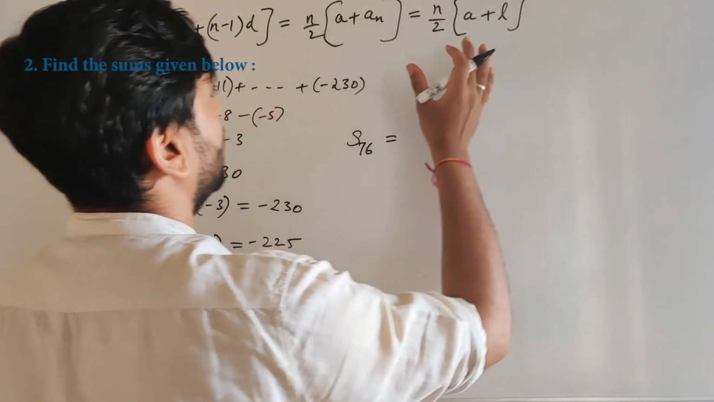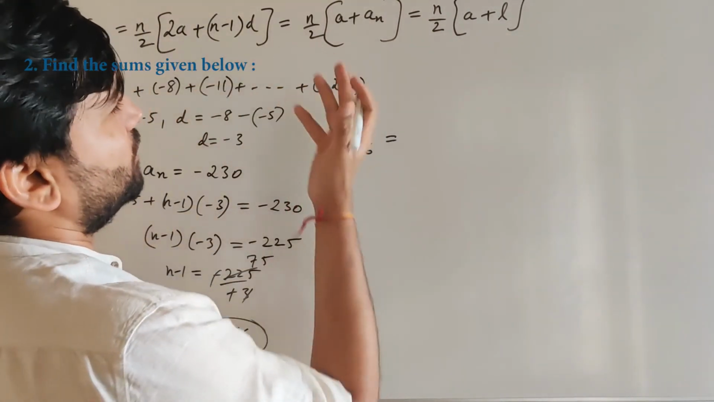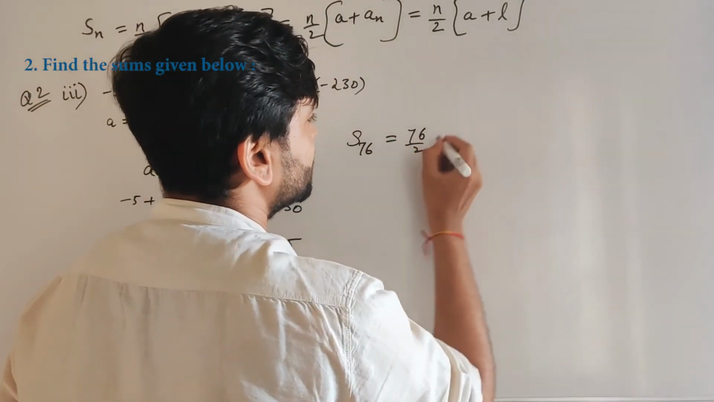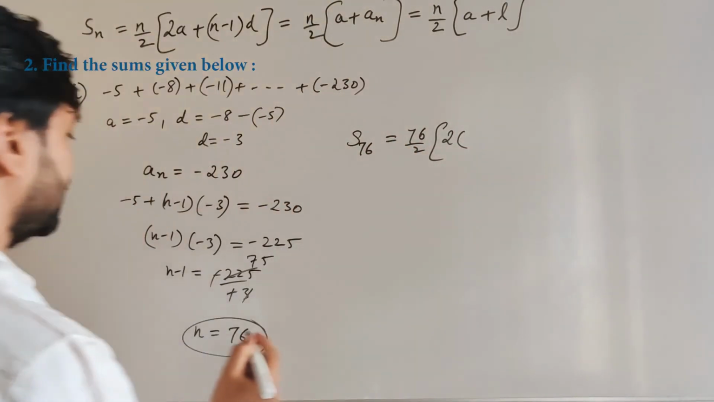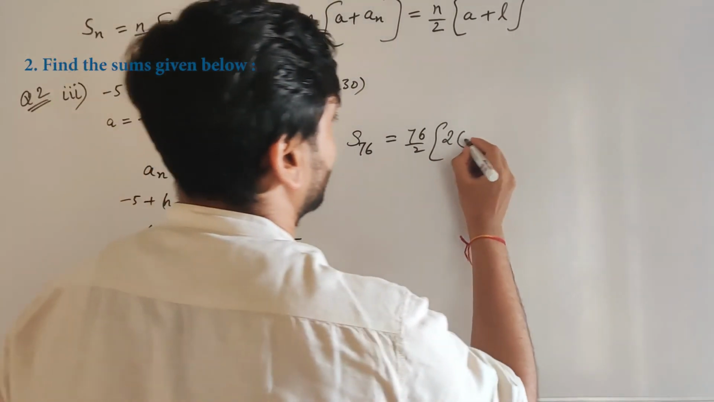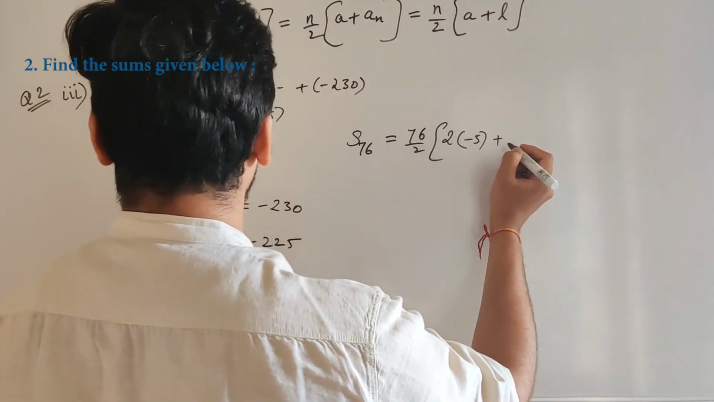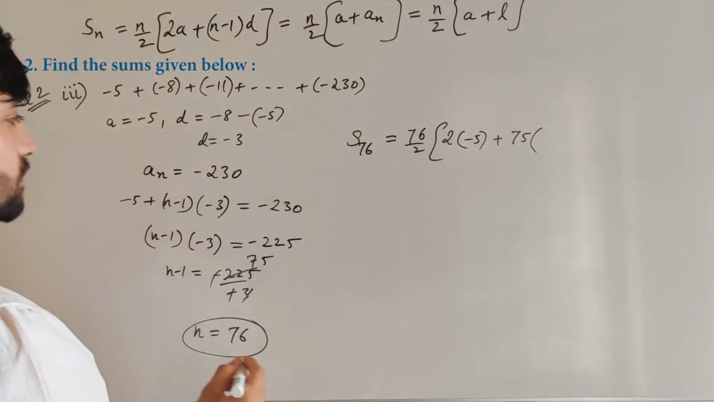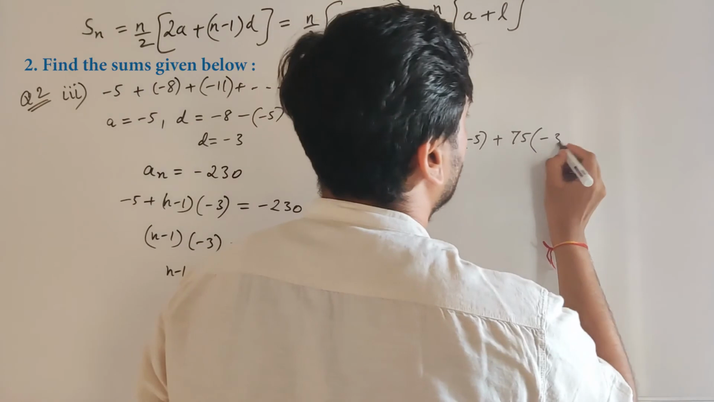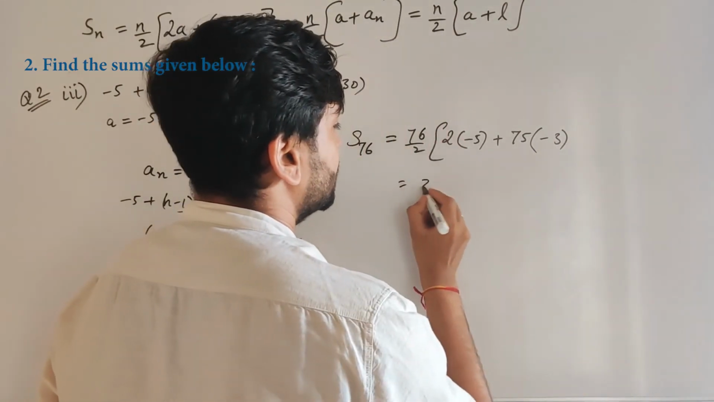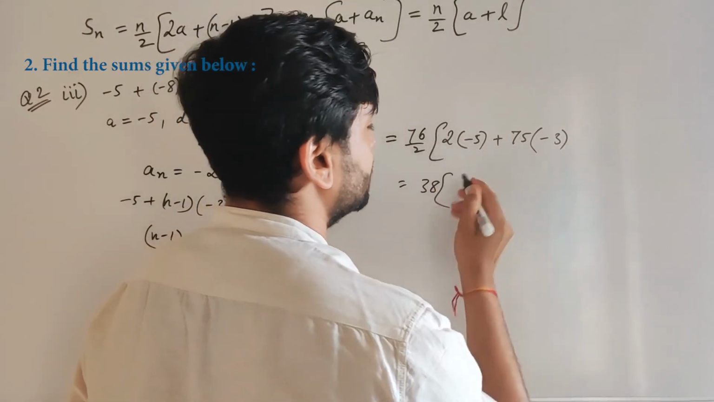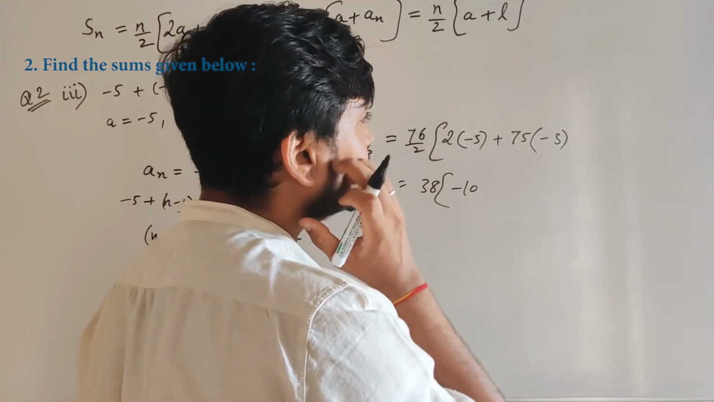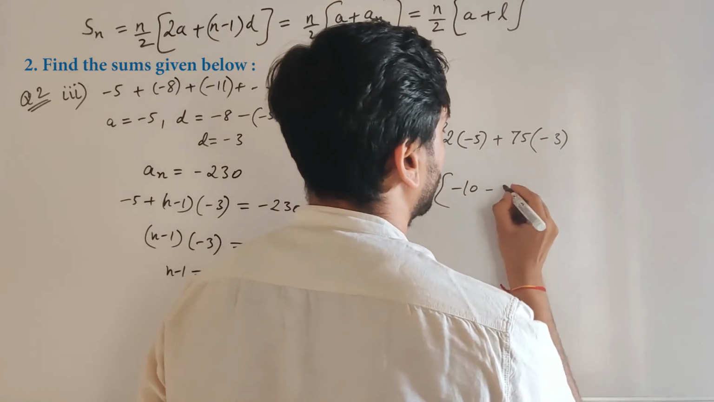So let us say we use this formula. We can use this formula also. We'll use this formula this time. So n by 2, 76 by 2, into 2a. So 2 into a is minus 5, plus n minus 1, so 76 minus 1, into the common difference value, which is minus 3. So we simplify, this is 38, this is minus 10, and this is 75 into 3, 225. This will give you minus 235.